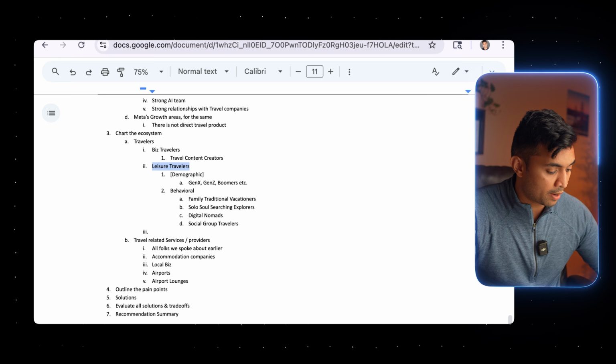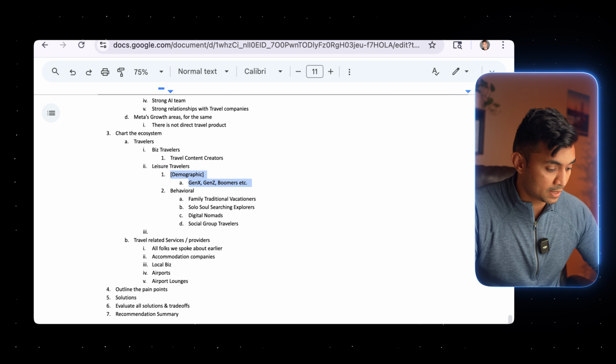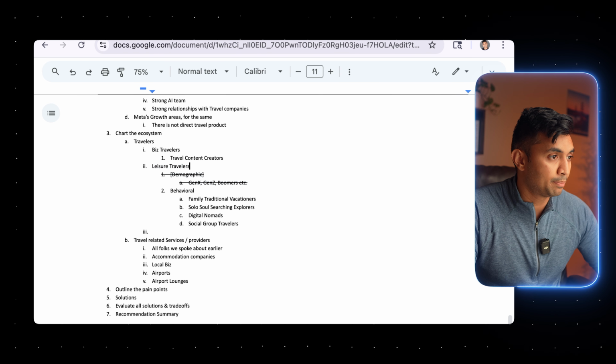Leisure travelers is where our interest lies. This is definitely just an example. So leisure travelers is what I want to go with, and within this, I want to prioritize. Now I'm going to explicitly share what criteria I'm going to use, and it's going to be fairly straightforward.